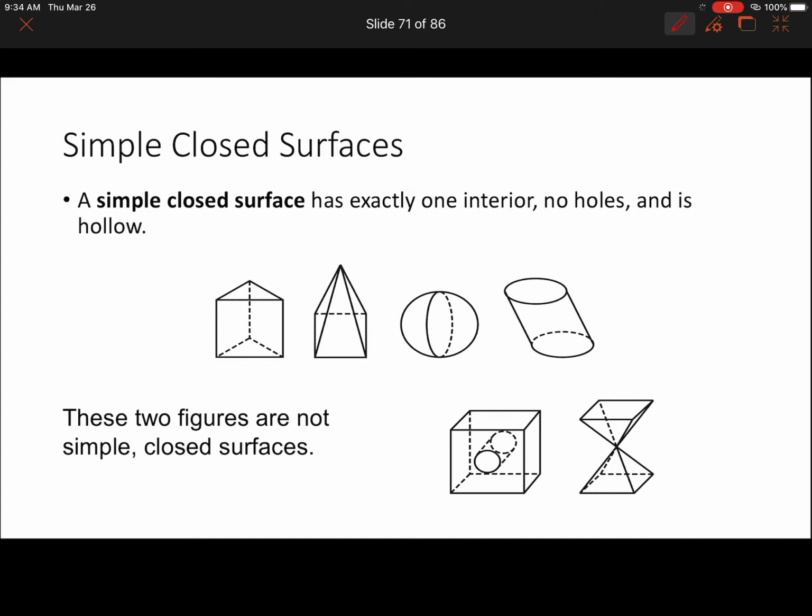Okay, so we're going to be in section 11.4 today, and we're talking about simple closed surfaces. This is where we're going to start. We're going to get into looking at several three-dimensional shapes, and really this section is a lot of terminology. It's a lot of just basic information about these 3D shapes.